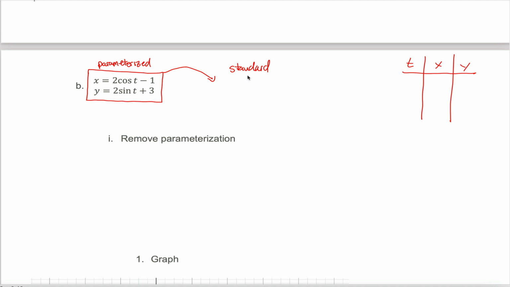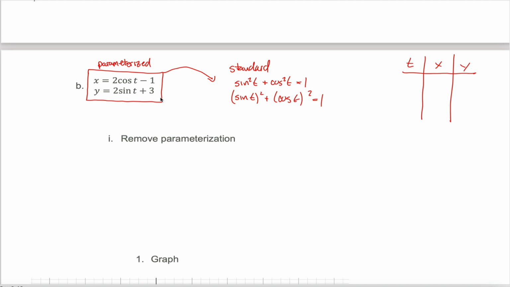How do you go from the parameterized form to the standard form? Well, remember there's this little trick. We're going to take advantage of the fact that the sine squared of t plus the cosine squared of t is always equal to 1, this Pythagorean identity. I want to take these two equations and plug them into this equation. How am I going to plug these equations in here? Well, this is really just saying the sine of t squared plus the cosine of t squared is equal to 1. So if I could solve this equation for the cosine of t, I could plug it in, and then solve this equation for sine of t, I can plug it in.